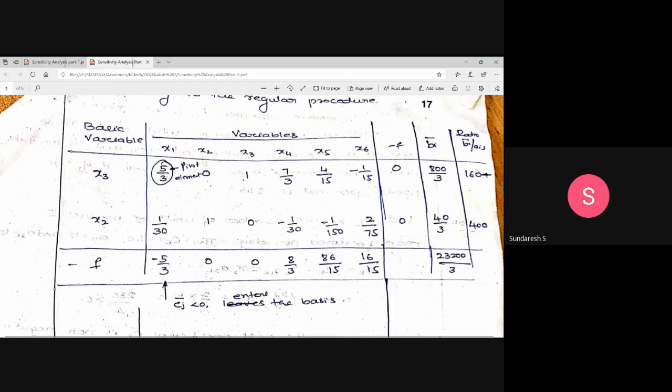So the same procedure how we did in the previous classes, how to select the pivot column and pivot row. So pivot row will be selected based upon the ratio BI by IS. So 800 divided by 3 divided by 5 by 3. So you will go into 800 divided by 3 divided by 5. You are going to get 160. And here 40 divided by 3 divided by 1 by 30. So you are going to get 400. So now the minimum positive value of this is 160. So we will select this row as the pivot row and this as the pivot column, and the corresponding pivot element is 5 by 3. Got it? Now you have to do the pivot operation.